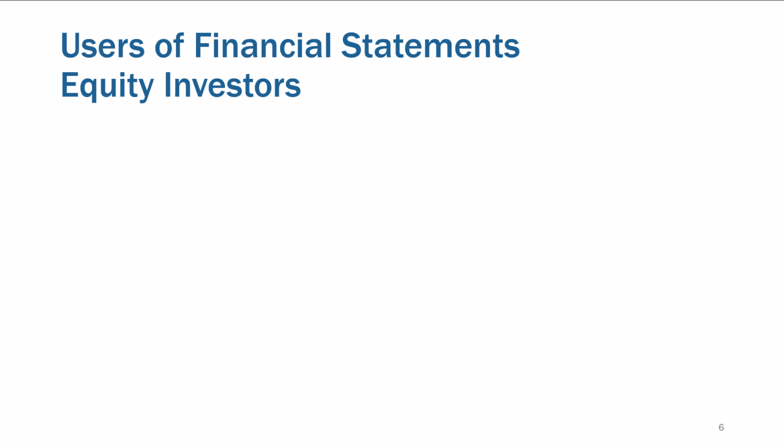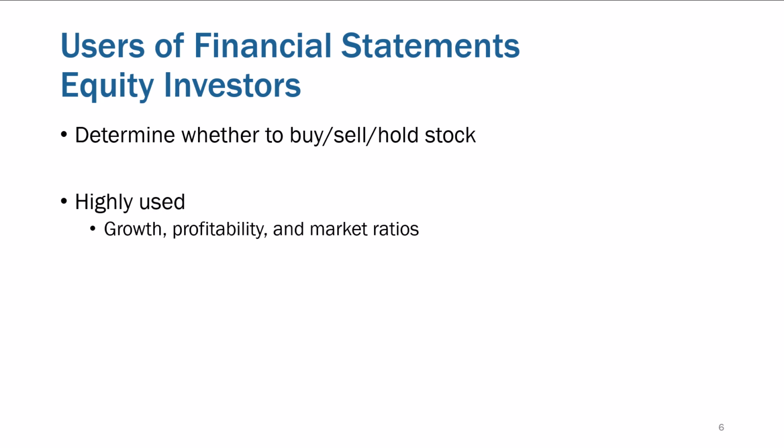Now, we have to think about who is going to be using ratios and who's going to be using financial statements. We'll start with equity investors. So those are going to be individuals or mutual funds or endowments, others that are trying to figure out, should we buy a company's stock? Should we sell it? If we already have some, should we hold on to it? And they're going to highly use things like growth ratios and profitability and market ratios.